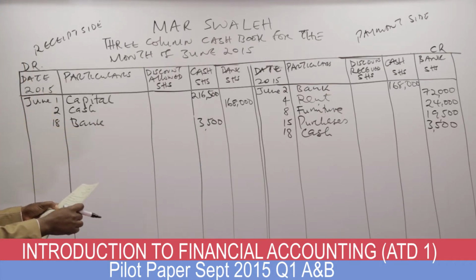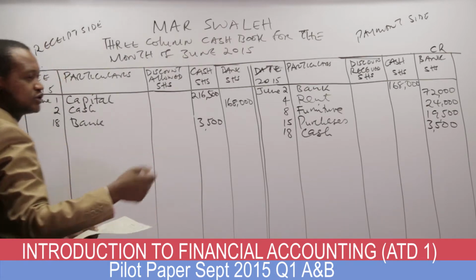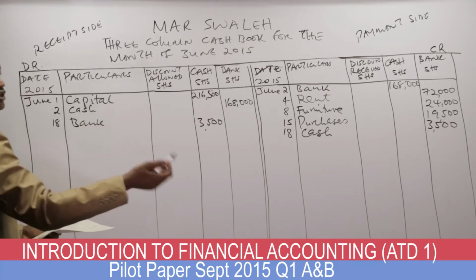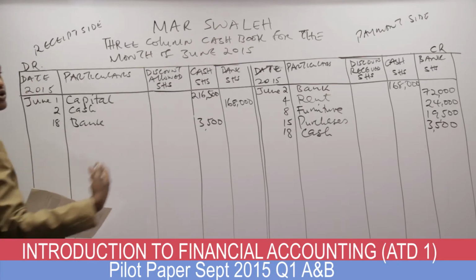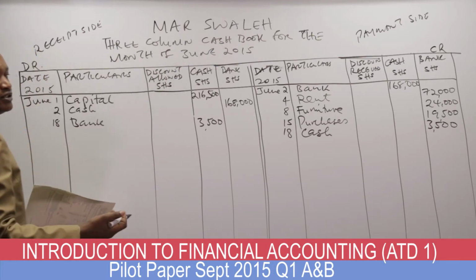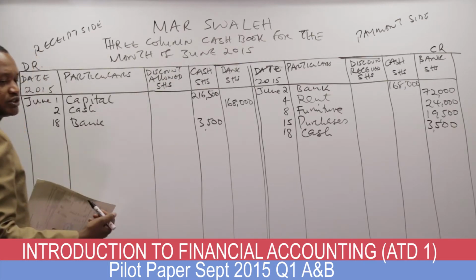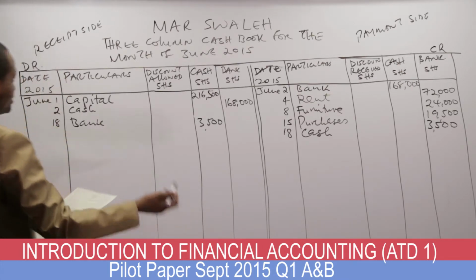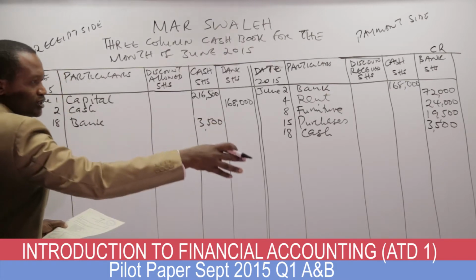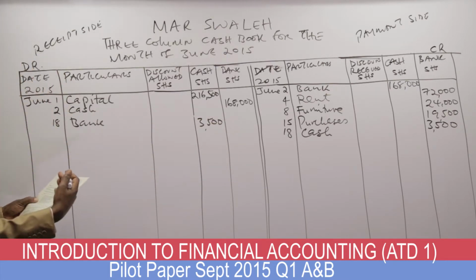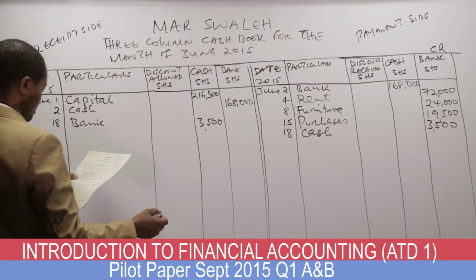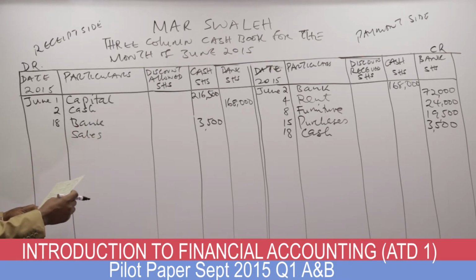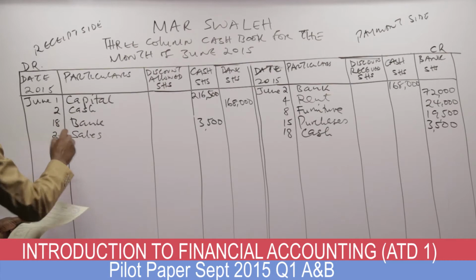On 21st, we are told sold goods for cash. It means he sold goods and he was given cash. It was not on credit, and he was not paid by check. So money has been received. He gave goods in exchange for cash. These are sales. Soleh is doing well. He's selling. On 21st, he has sold.